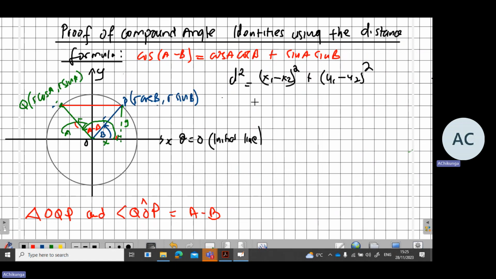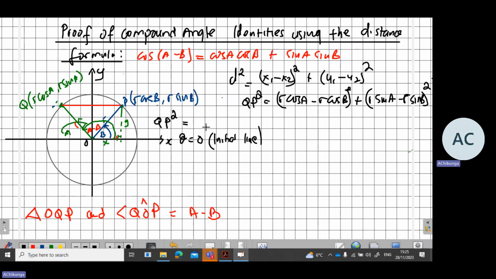So it follows to say QP squared is going to be equal to the x values that we want, which is r cos A minus r cos B, squared, plus r sine A minus r sine B, squared. You will find that this proof can be changed and put r as 1, because it's going to cancel out anyway. And if we quickly expand this, let me just write it here where there's space.